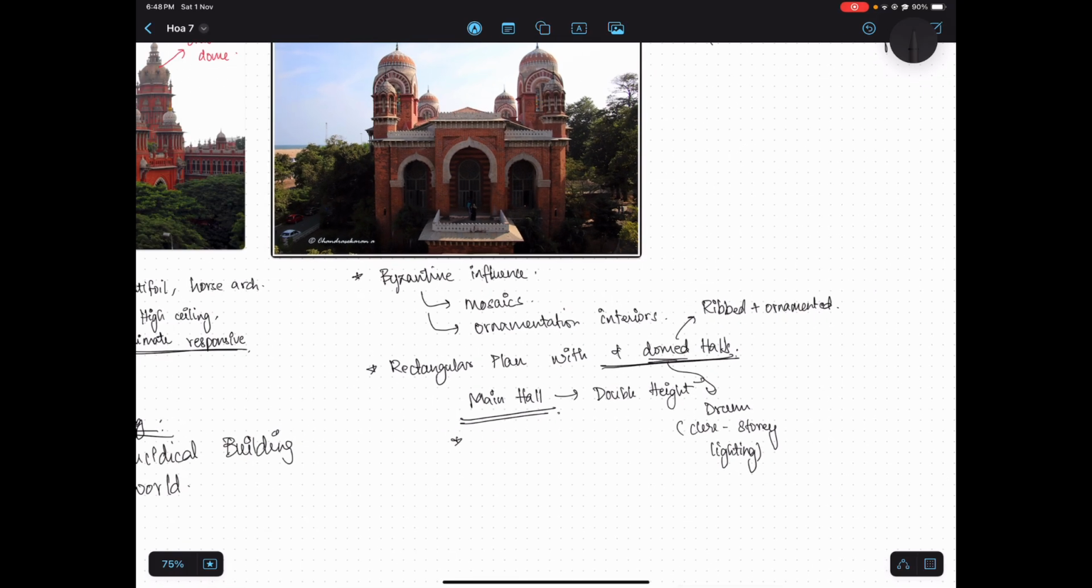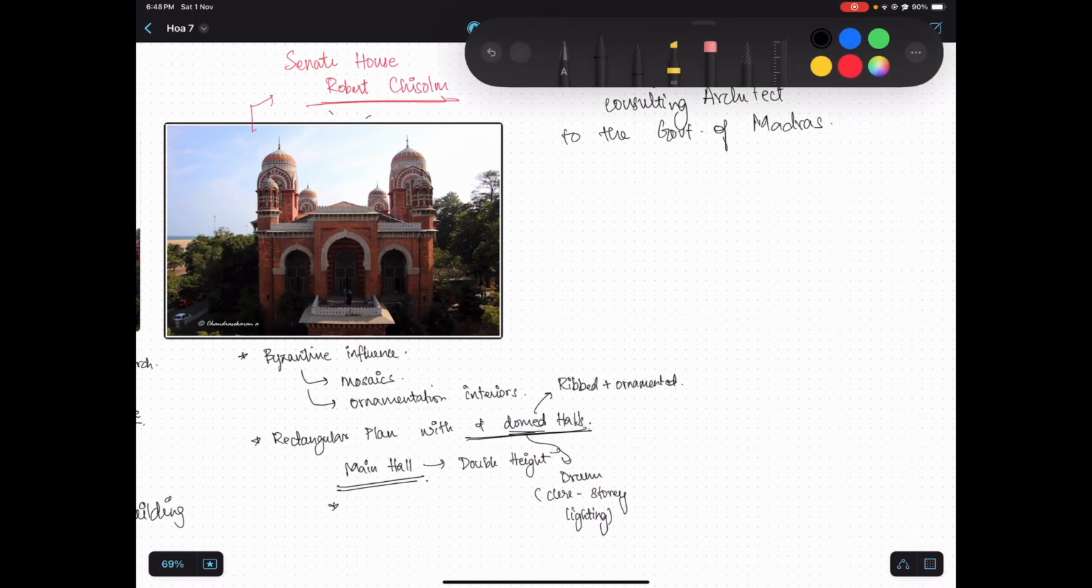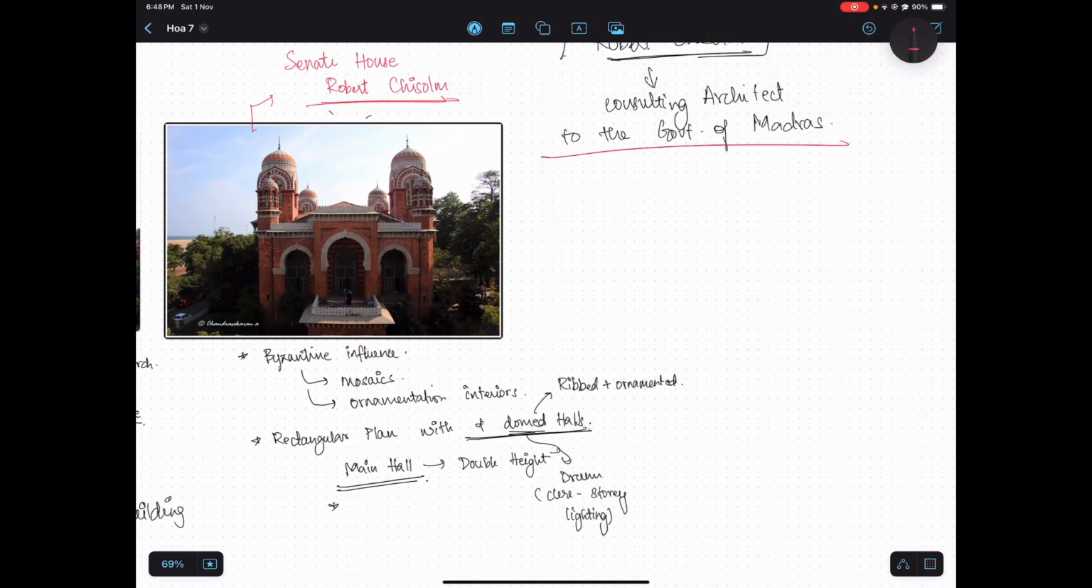And some of the important Indo-Saracenic buildings of Chennai are the Ripon Building, Egmore Museum, Egmore Railway Station, Presidency College, and so on. So these are some of the few important examples of Indo-Saracenic architecture in Chennai.